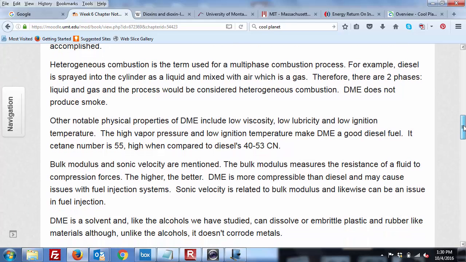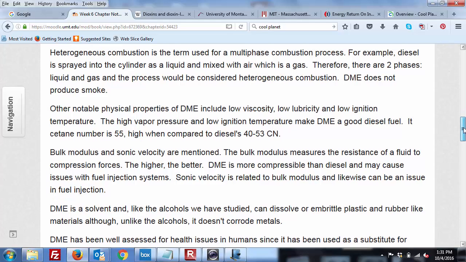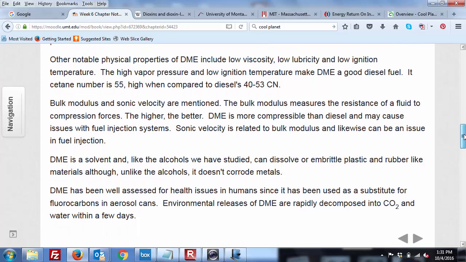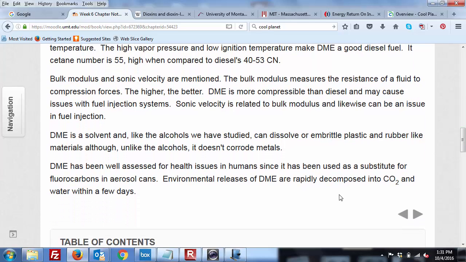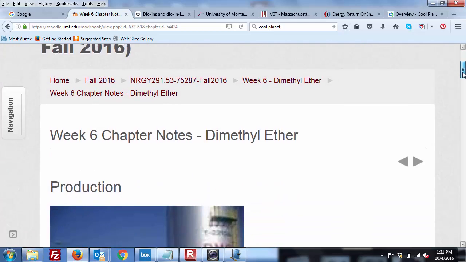Okay, so DME is a solvent, so it will dissolve plastic and rubber. It does not corrode metals. That's nice to note. Environmental releases: if DME is out in the atmosphere, it's not very stable. It decomposes into CO2 and water. It doesn't actually burn, it just rapidly decomposes.